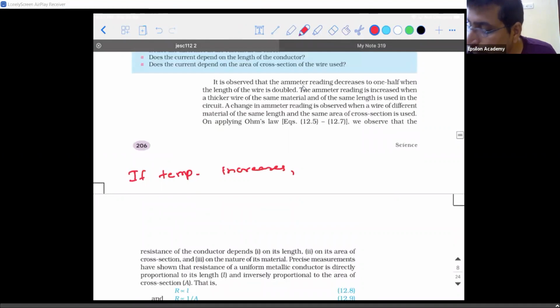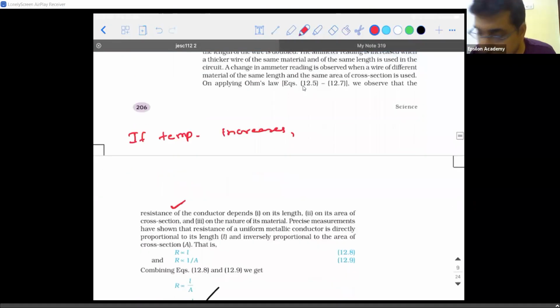So, if you observe one thing, resistance of a conductor, I'll come to that point. Resistance of a conductor depends on what all parameters? On its length, on its area of cross section, and the nature of its material. What do I mean by nature of the material? Copper is a different material compared to aluminum or some other conductor, nichrome wire, something. Okay.